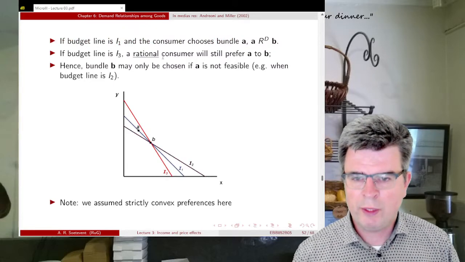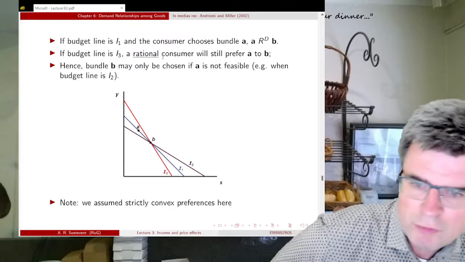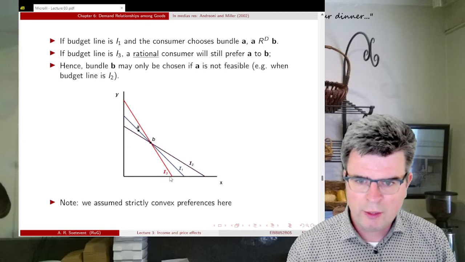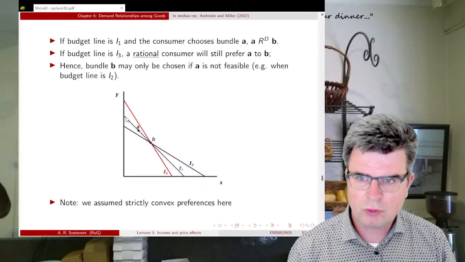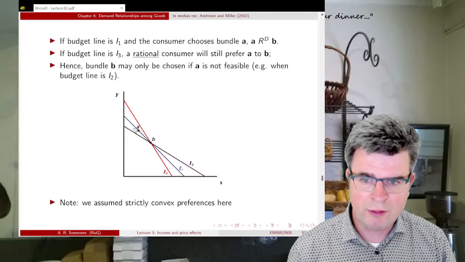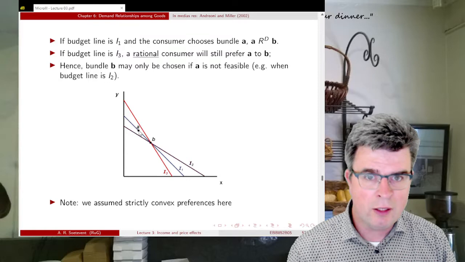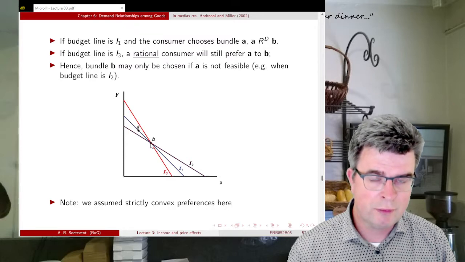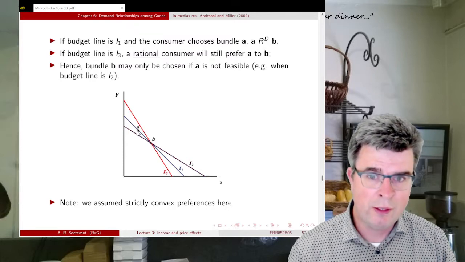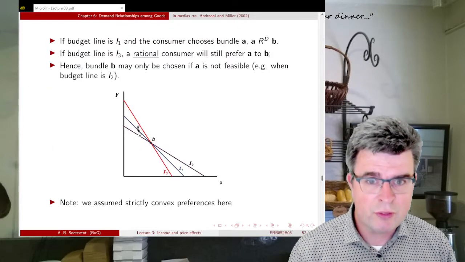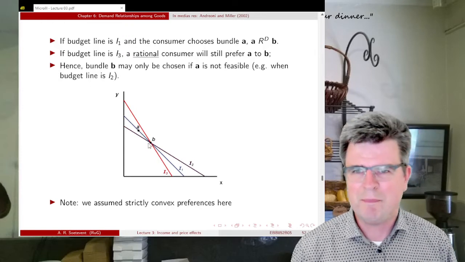So what we do here is that now we have a budget line, I1, and the consumer chooses bundle A. Given this budget line and given the prices of good X and good Y, he chooses bundle A. Given these prices, he could also have chosen bundle B, but he did not do so. So he has a directly revealed preference for bundle A over bundle B.